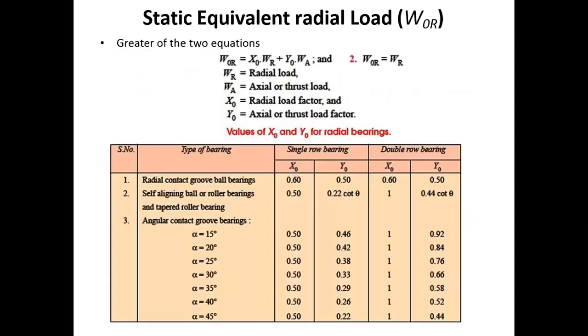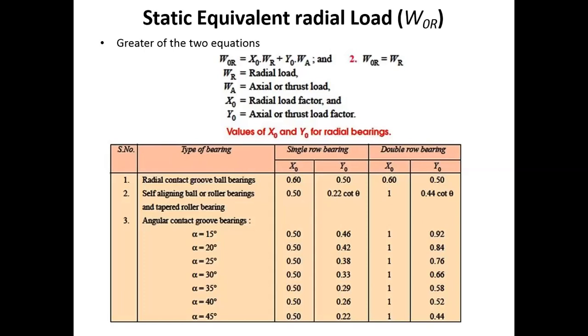Now, static equivalent radial load W0R is the greater of two equations. W0R is equal to X0 WR plus Y0 WA, and the second is W0R is equal to WR. WR is the radial load, WA is the axial or thrust load, X0 is the radial load factor, and Y0 is the axial or thrust load factor.